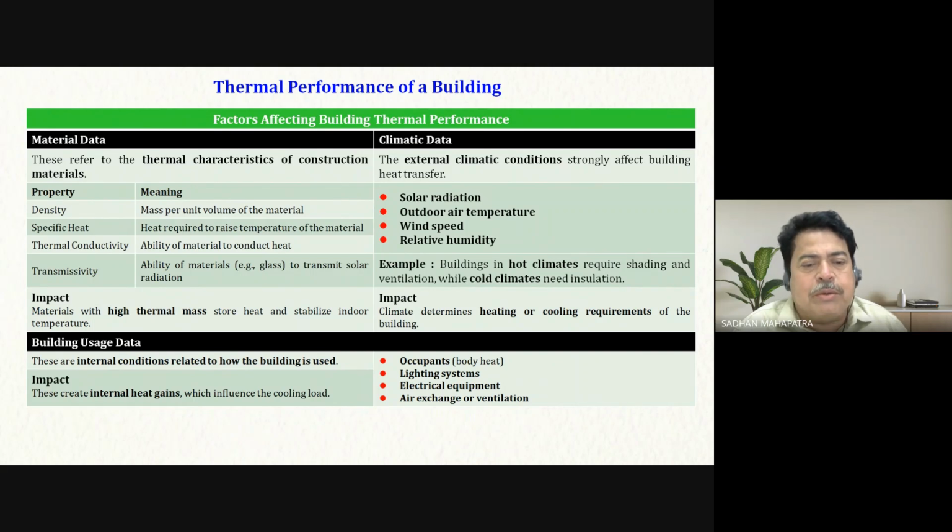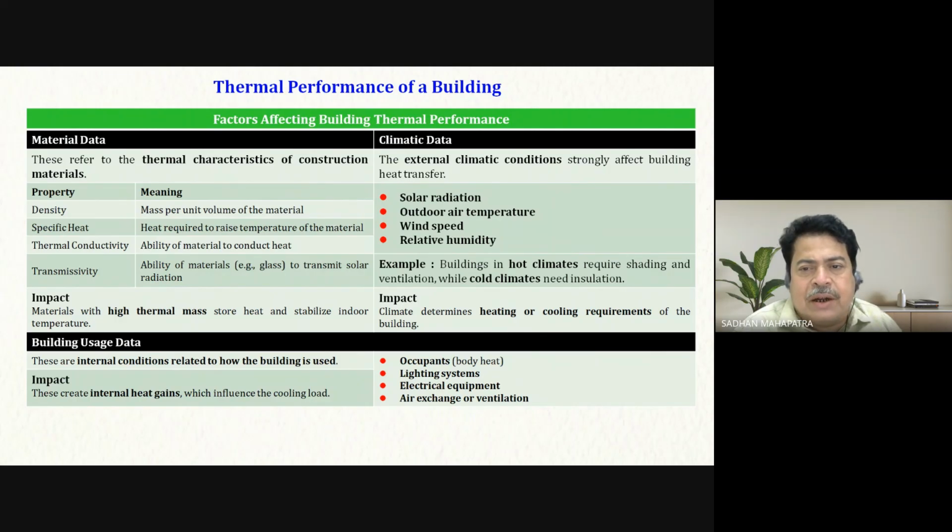Transmittivity is the ability of a material like glass to transmit solar radiation. Now, if the transmittivity is low, then through the glass less solar radiation will come inside the building. The impact: materials with high thermal mass store heat and stabilize the indoor temperature.